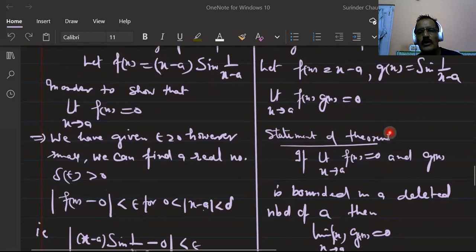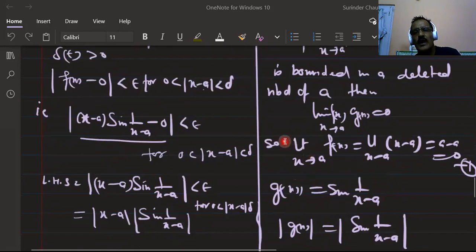The stated theorem is: if one function approaches 0 as x goes to a, and the other function is bounded in the deleted neighborhood of a, then the product will be equal to 0. So we are comparing the problem with this theorem. What we have to show here is that the limit of f(x) is 0, and the other function is bounded, and then the limit of the product will become 0. So let us find the limit as x approaches a of f(x), which is the limit of x - a, which is a - a, equal to 0. The limit of f(x) as x approaches a is 0.